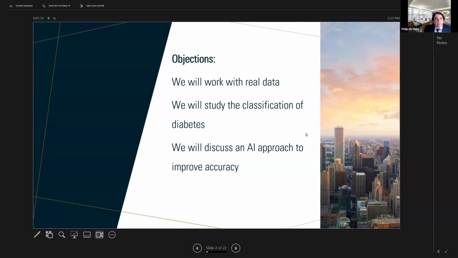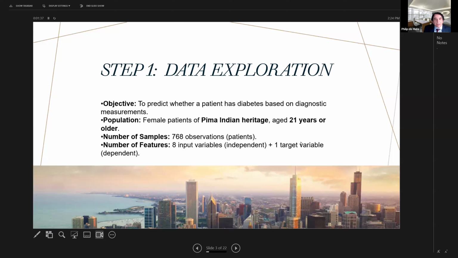Then we will study the classification of diabetes using real data. And then we'll discuss a new approach, how to boost the accuracy. This is a critical point in applications of machine learning and artificial intelligence to healthcare informatics and public health too. And we'll start with data exploration. In my previous lectures, I tried to underscore that data exploration is a must, and has to be done prior to doing anything else.